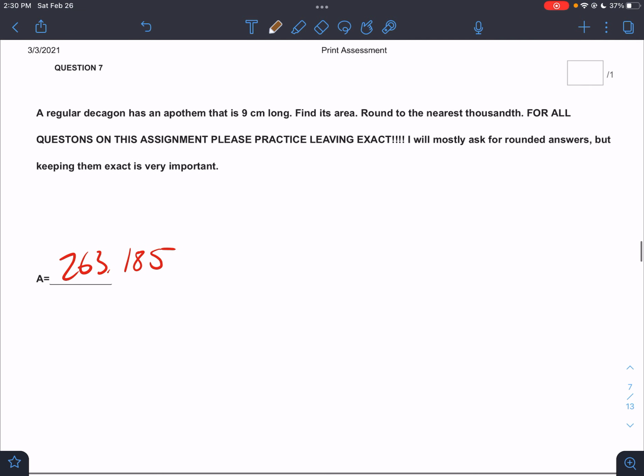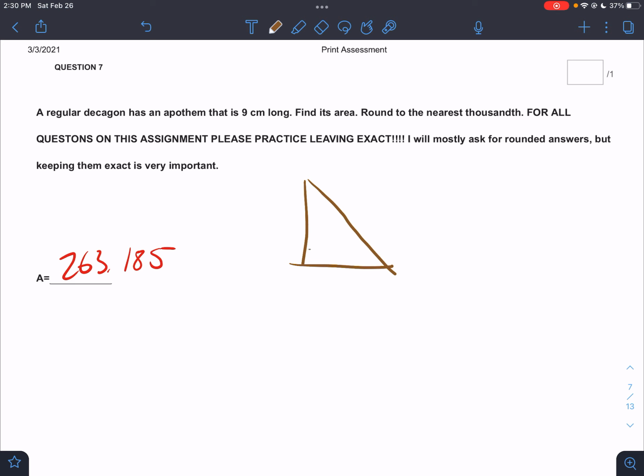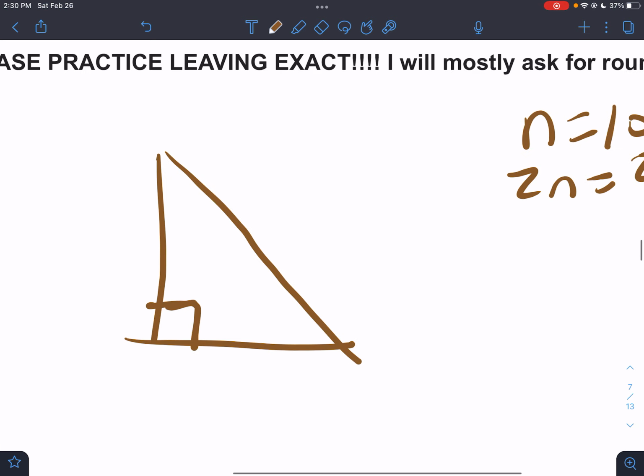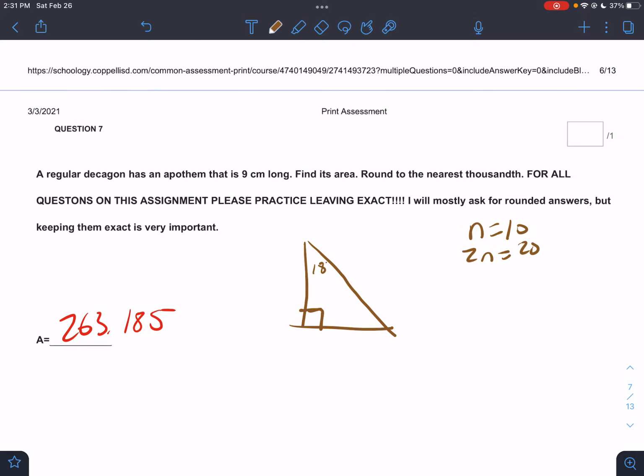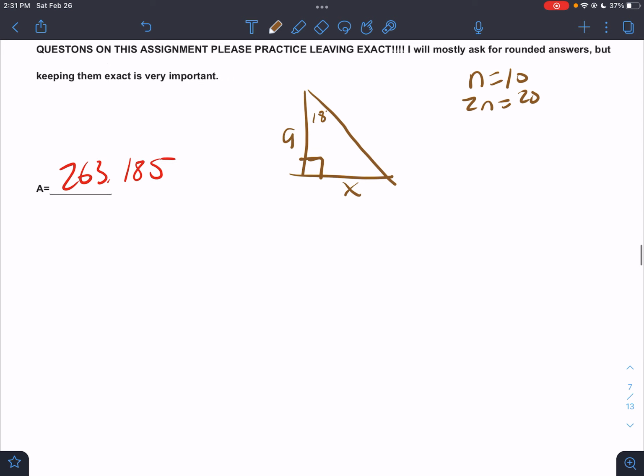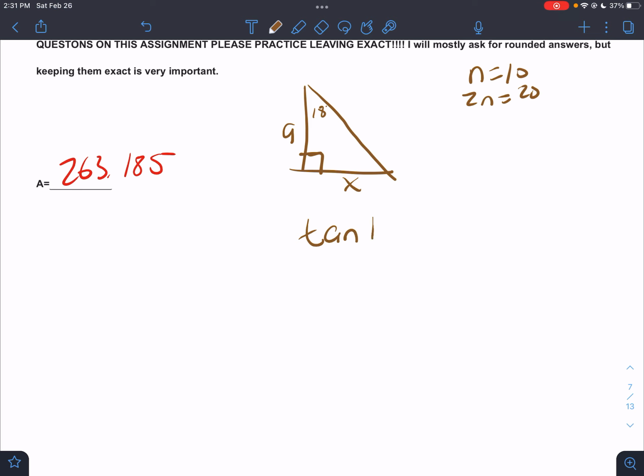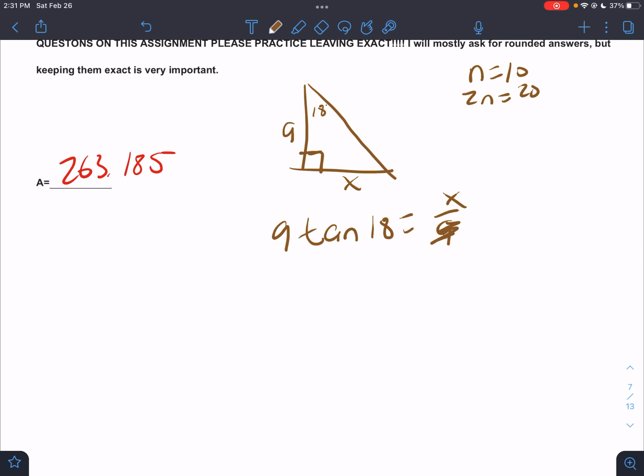Decagon, apothem, I know what I'm doing. Drawing my right triangle. How many of these right triangles? If n equals 10, because it's a decagon, then 2n would be 20. It means there's 20 of these. 360 divided by 20 is 18 degrees. That's the first thing we do every time. Apothem is 9. I need this side. I'm going to call it x. So that is the tangent of 18 equals x over 9. Multiply the 9 over. If x is up high, all you got to do is multiply.